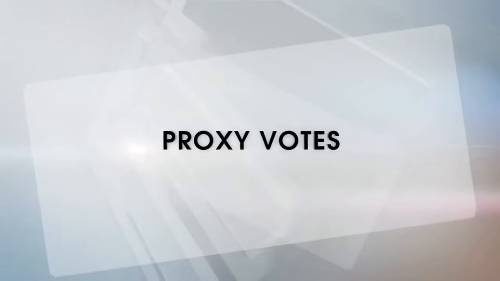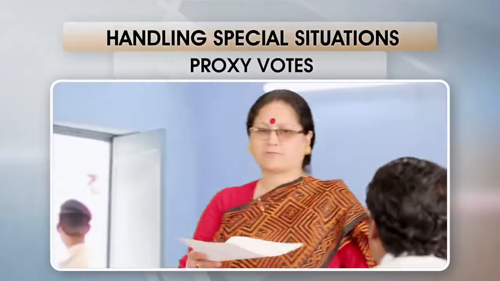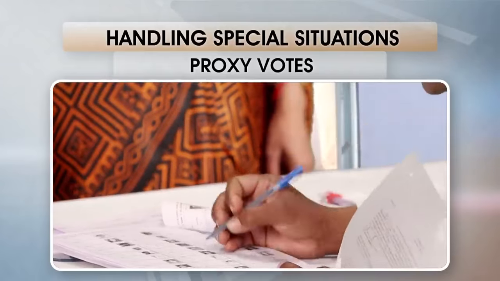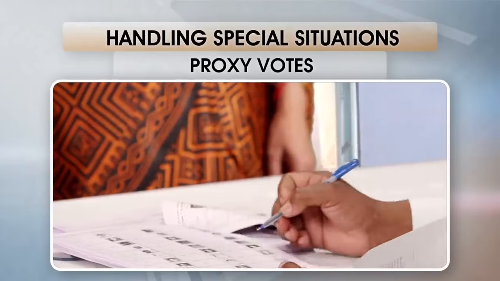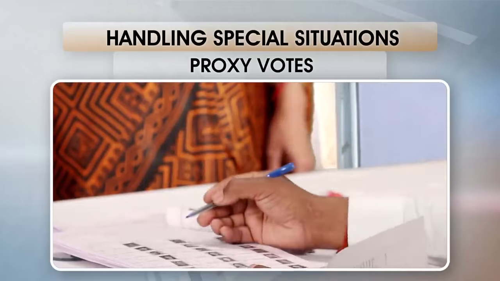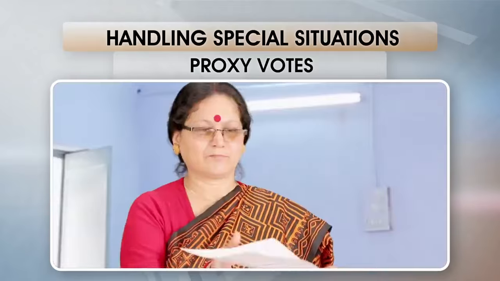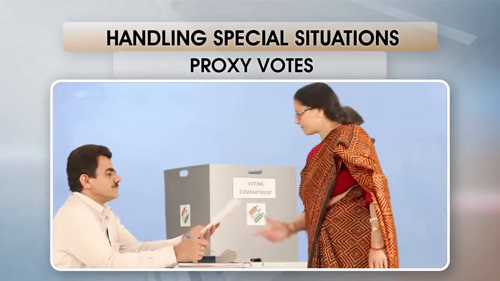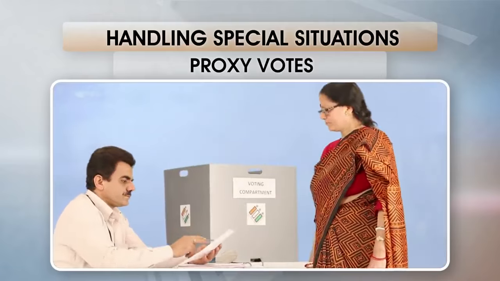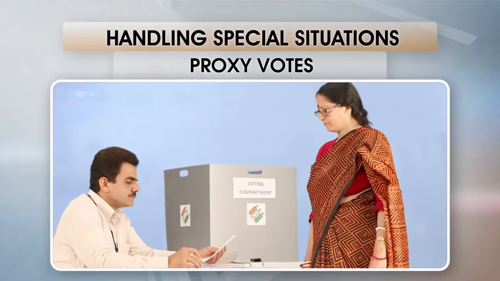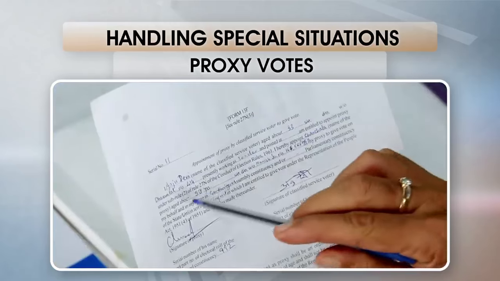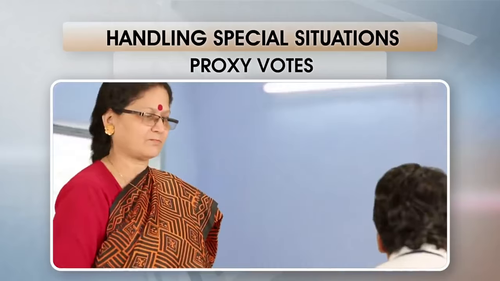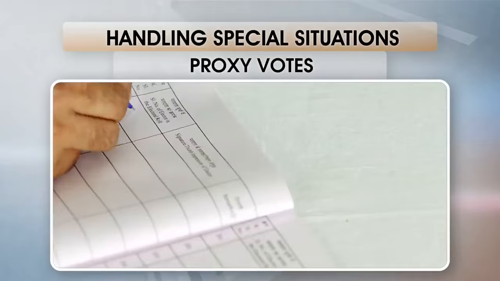Proxy votes. Voting by proxy is another situation. Classified Service Voters, or CSVs, are allowed to vote through a proxy appointed by them beforehand. You will have the list of proxy voters, if any, from the RO. The proxy voter will follow the same procedure as other voters with a few minor differences.